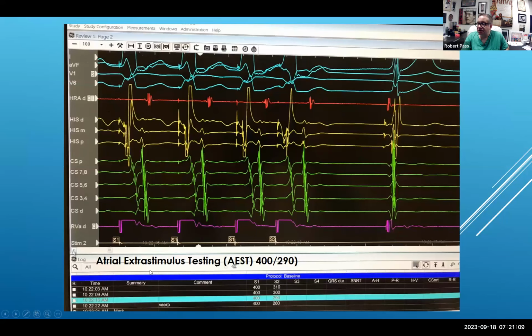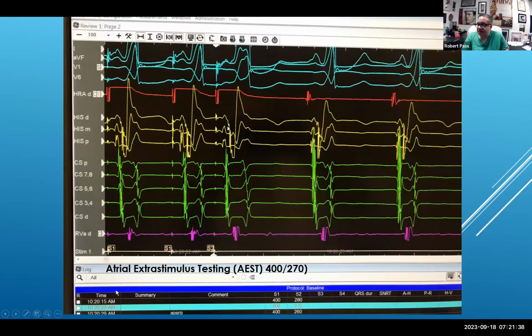Then we do atrial extrastimulus testing. And the goal of this is to figure out what is the effective refractory period of the pathway, which is another indirect marker of risk in people who have WPW. How fast, at what interval will it block? So here we are at 400, 290, and we are still conducting through the accessory pathway. We see a very pre-excited beat. At 270, we are still conducting through the accessory pathway.